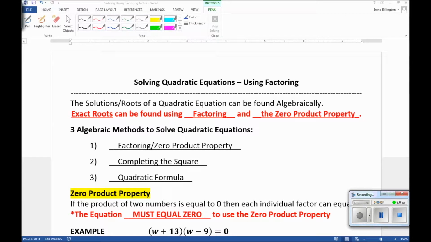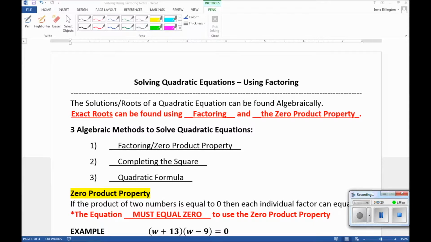In this lesson, we are going to learn how to solve a quadratic equation algebraically. And specifically, we are going to be using factoring and what is called the zero product property. So exact solutions or roots of quadratic equations can be found using factoring and the zero product property.